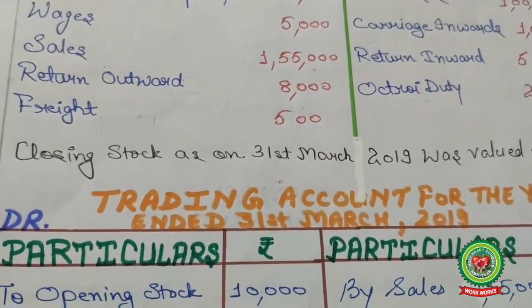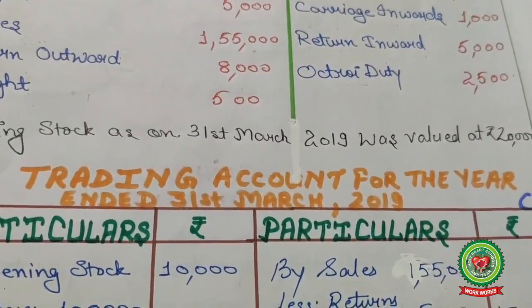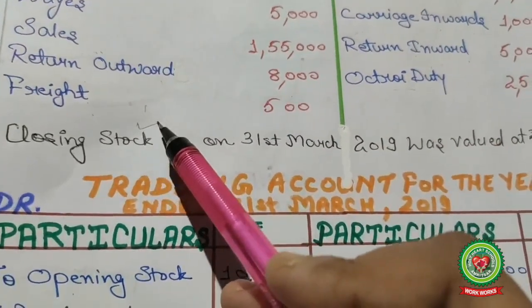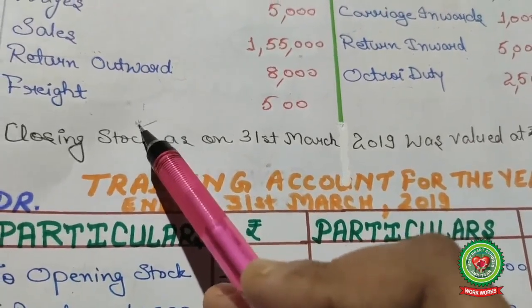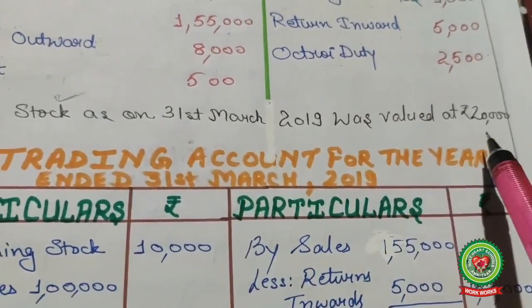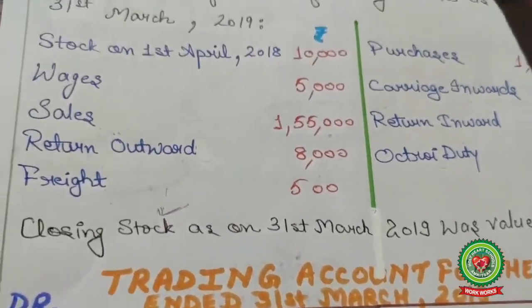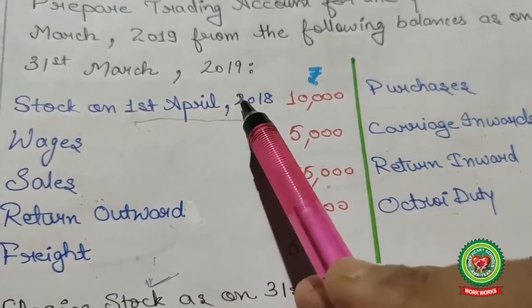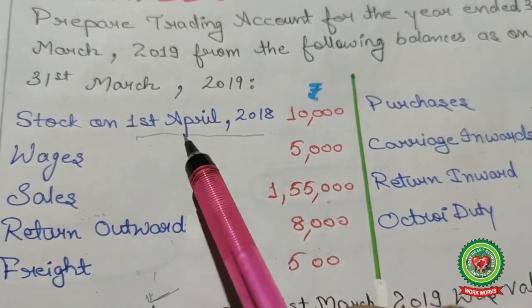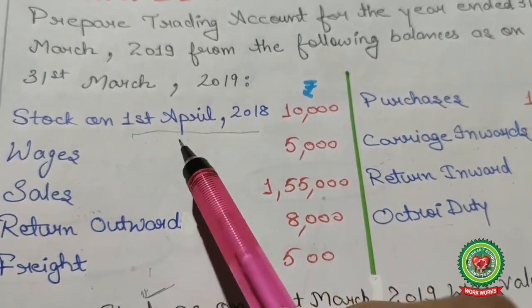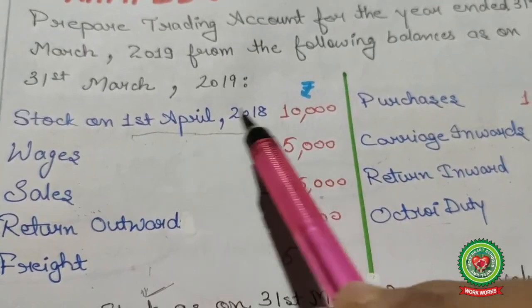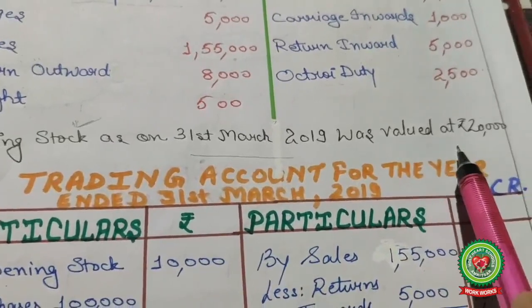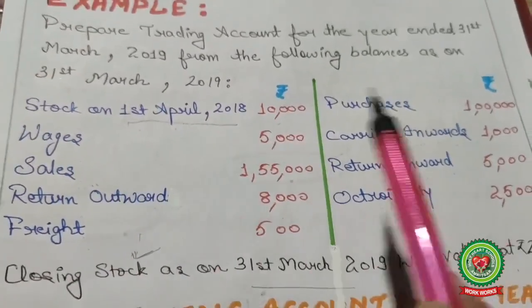Next, closing stock as on 31st March 2019 was valued at 20,000. Closing stock at the end, raw material available, semi-finished goods, and finished goods available in the godowns of the company, is considered as 20,000. Here two types of stock are given. Number 1, the starting point, 1st April 2018, 10,000. At the end, 31st March 2019, stock available is 20,000. So a full-fledged statement is provided here.